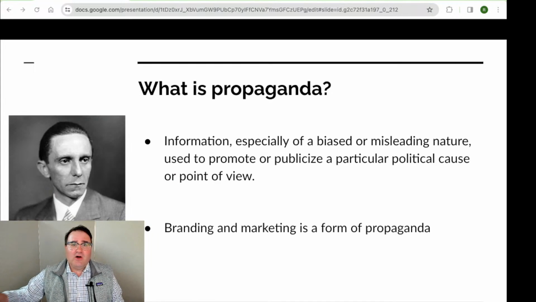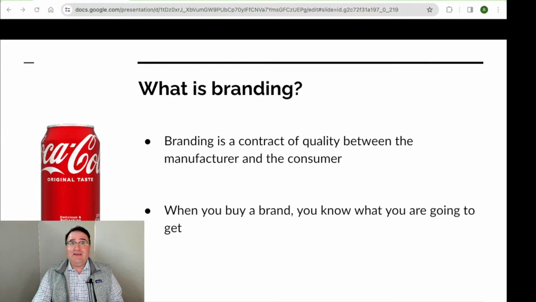So now I want to talk about what is propaganda. And there's the picture right above my head. That's Joseph Goebbels. He was the H-Man's main propaganda guy. So propaganda is information of a biased or misleading nature used to promote or publicize a particular political cause or point of view. Branding and marketing is a form of propaganda.